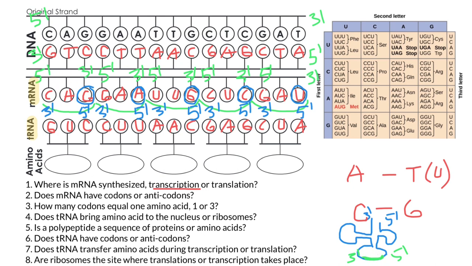messenger RNA. Now let's check the second question. Does messenger RNA have codons or anticodons? Messenger RNA has codons. Now we are going to specify the amino acids that these tRNAs would bring. These anticodons would be complementary to these codons. And here you see the codon table. Usually you don't find an anticodon table. We don't need it. We just need the codon table.